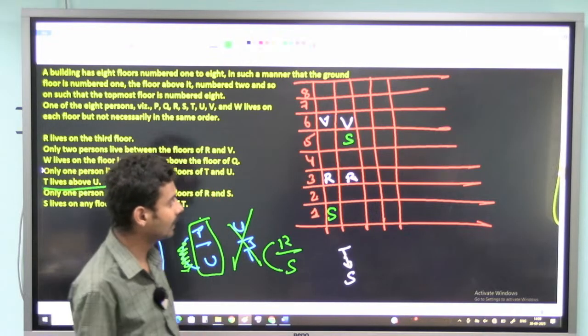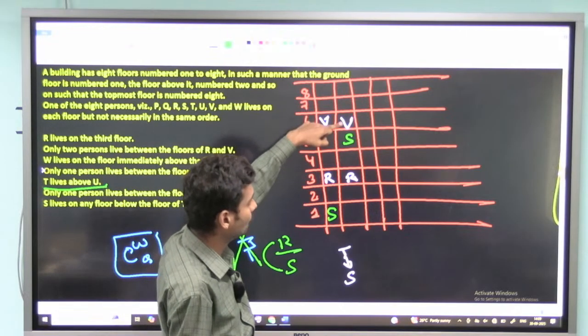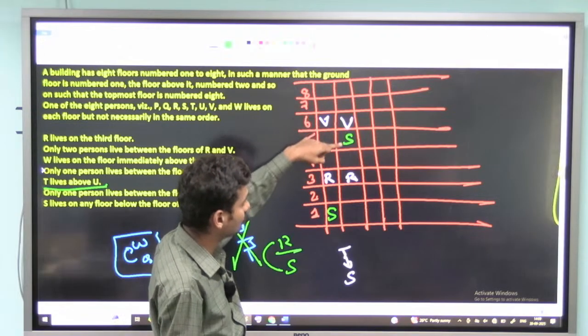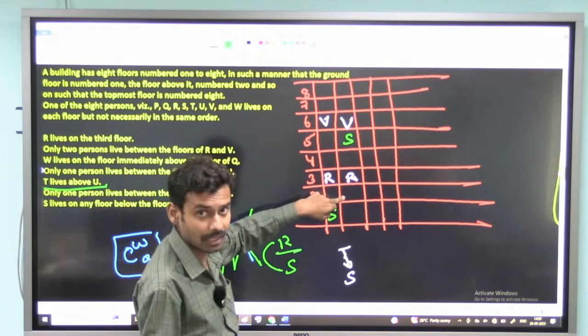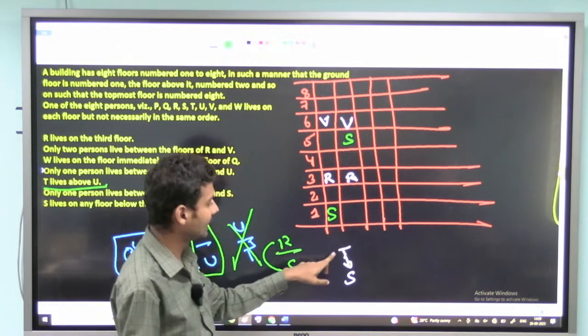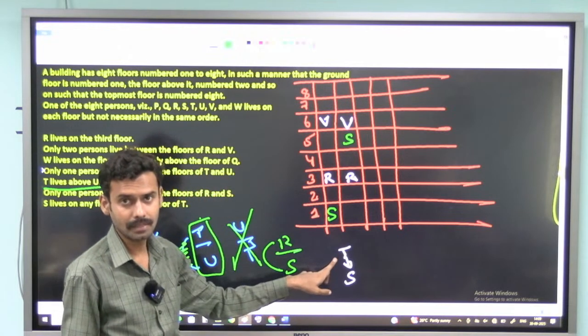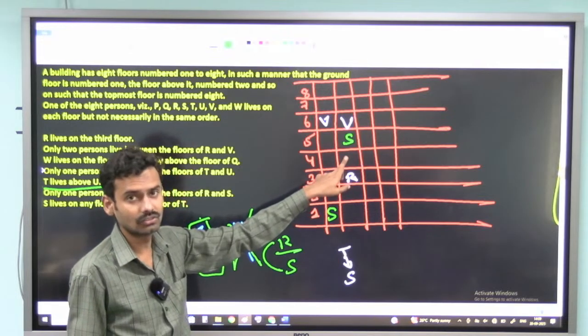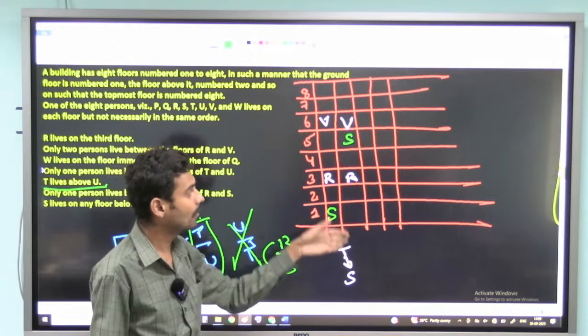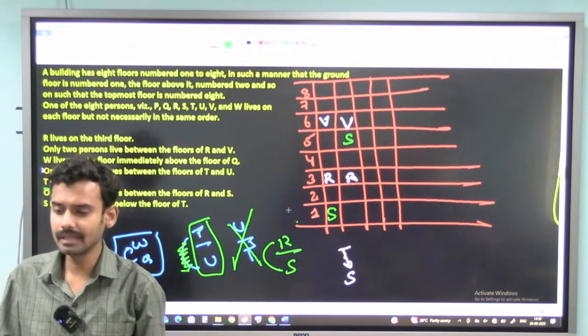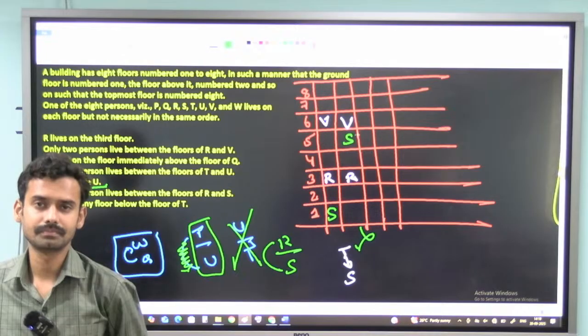Coming to the next one, T slash U, not possible. T slash U, not possible. There is no place for U. T slash U, it is possible, but don't you think the question is saying T should be above S? But if I consider T here, S will become above T, which is violating the condition. So there is no place for T and U here. I can eliminate the second case.